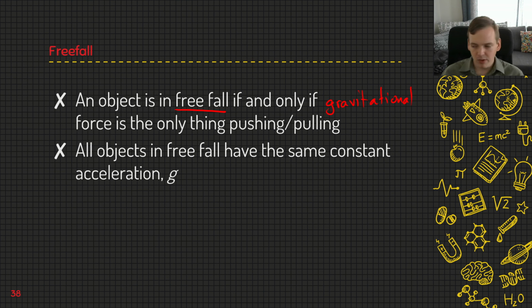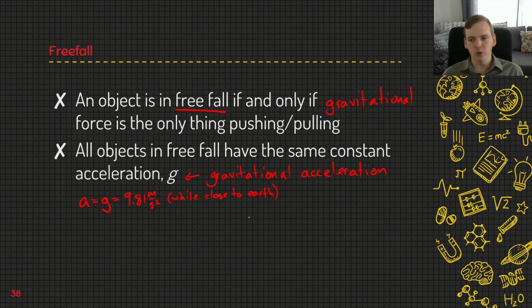All objects that are in free fall have the same constant acceleration g, which we will call the gravitational acceleration. So if something is in free fall, by definition, its acceleration is equal to g, which is equal to 9.81 meters per second squared, while close to Earth. And we can assume that all of our problems, until I say otherwise, are close to Earth.